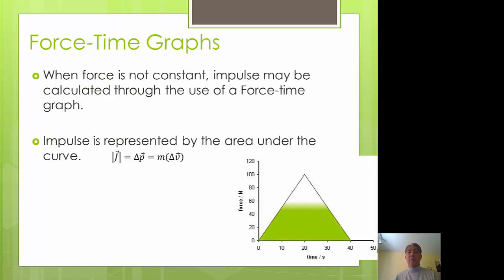Okay, first off, when force is not constant, so force is going to be a function of time, then impulse cannot be calculated simply by saying impulse is equal to force times time, because your force isn't constant. Instead, if you can graph it, then we can use the force time graph, and the area under the curve, the green area in this case, would represent the impulse.